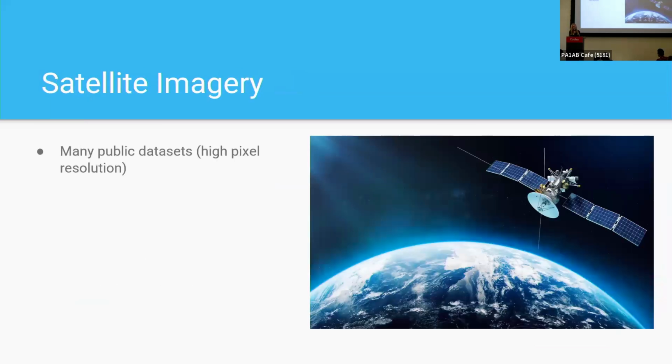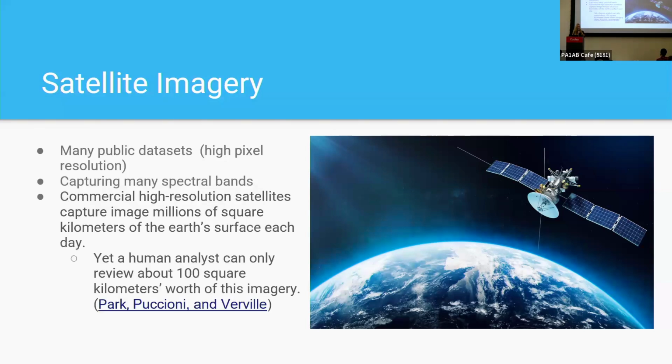So before I introduce our full project, I want to introduce one other player, and that is satellite imagery. So there's many public data sets of really high pixel resolution satellite imagery. And these data sets capture multiple bands, so you can get optical imagery, but you can also get thermal imagery and other signatures like methane detection from these satellite images. The issue, though, is that we have a huge world, and a human analyst cannot accurately annotate all of the imagery that comes in a day. So perhaps there's an application of artificial intelligence.